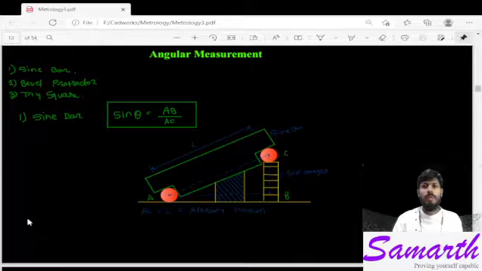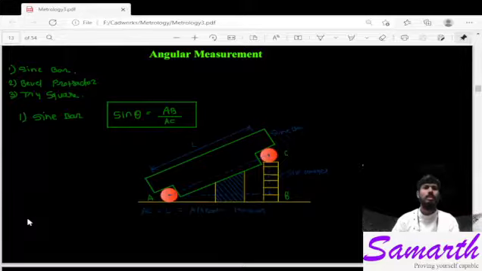Welcome friends. In today's lecture of metrology, we are going to study angular measurement. In the previous lecture, we studied the linear measurement methods, and now we will start with the angular measurement methods. The first instrument used for angular measurement is the sine bar.